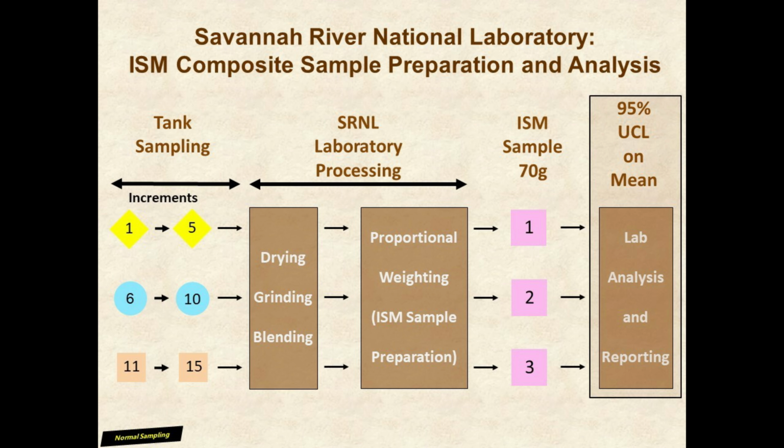We expect the radionuclide concentration in these ISM samples to vary slightly, allowing us the opportunity to calculate a 95% upper confidence limit on the mean concentration of each radionuclide. Once we have the upper confidence limit for each ISM sample, the data are validated and become part of the waste tank residuals inventory determination report as seen in Part 1.